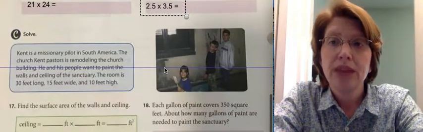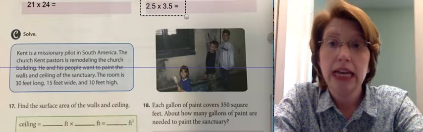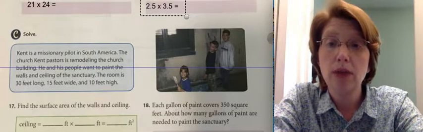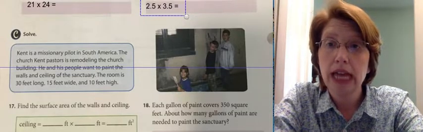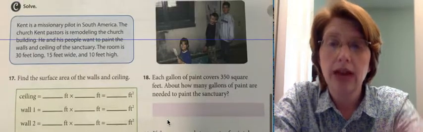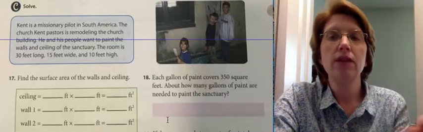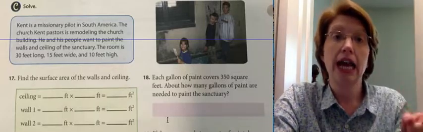Okay. Kent is a missionary pilot in South America. The church Kent pastors is remodeling the church building. He and his people want to paint the walls and ceiling of the sanctuary. The room is 30 feet long, 15 feet wide, and 10 feet high.